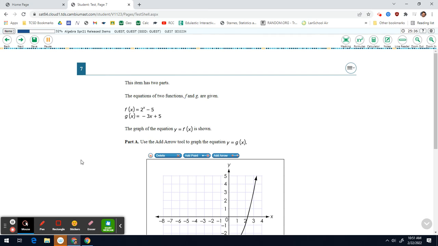Okay, Algebra OST, Spring 21 release test items. This is number 7. It says this item has 2 parts. So again, I like that they tell you that so that you do both parts. The equations of 2 functions f and g are given.